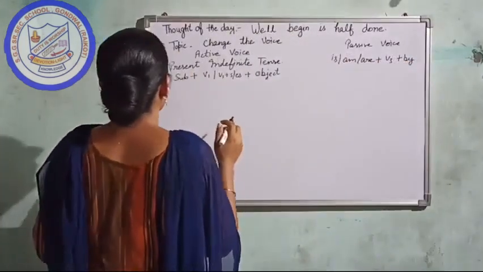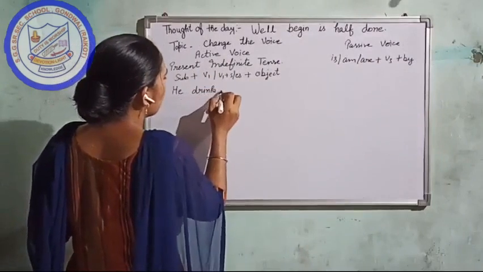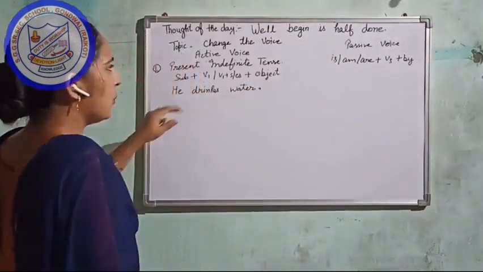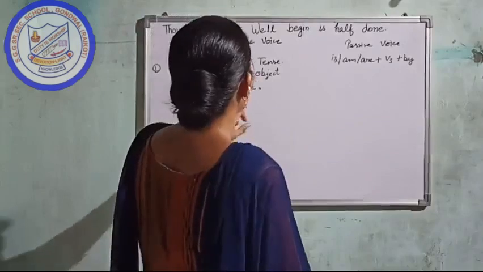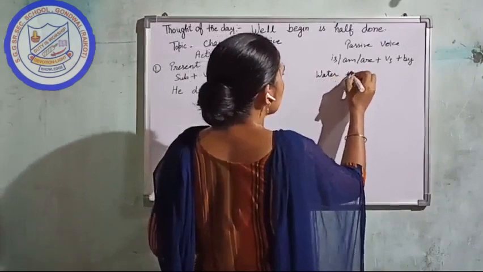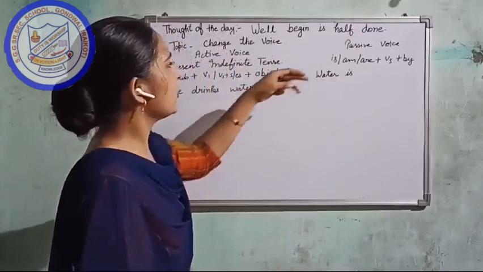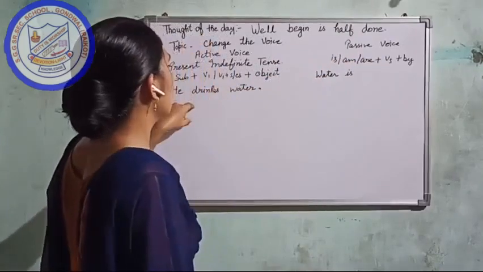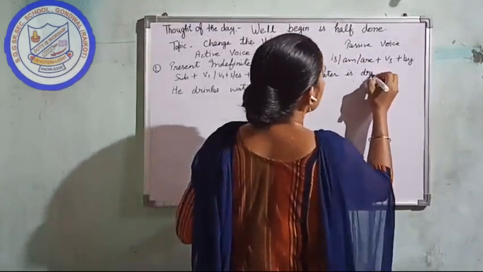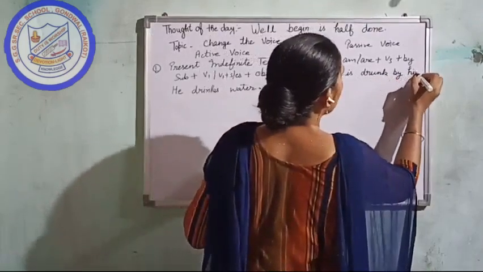Here is an example. He drinks water. So, in passive voice, what will we write? Water. Water will work as subject. Water is drink. Drink is the first form, and we have to write here verb's third form. Drink, drank, drunk. Water is drunk by him.